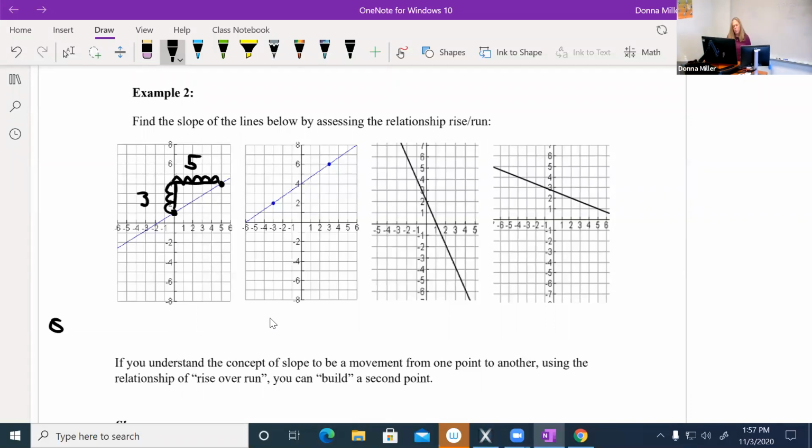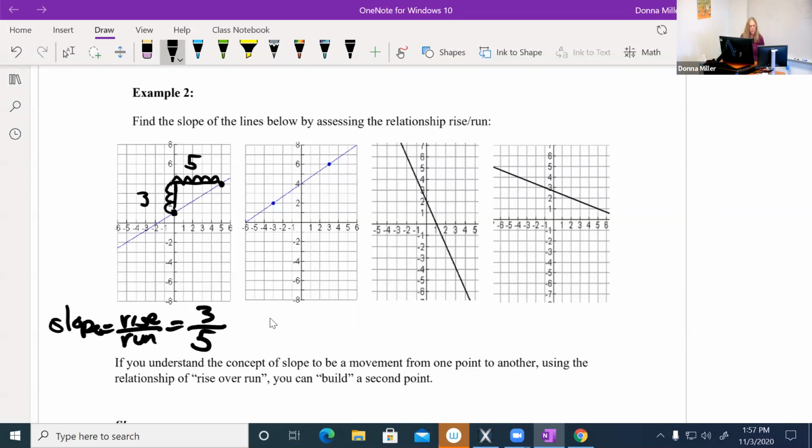So since the slope is rise over run, the rise is 3 and the run is 5. So the slope of that line is 3/5. That's all I need to do. Okay. What's the y-intercept? I didn't ask it, but I'm asking it.